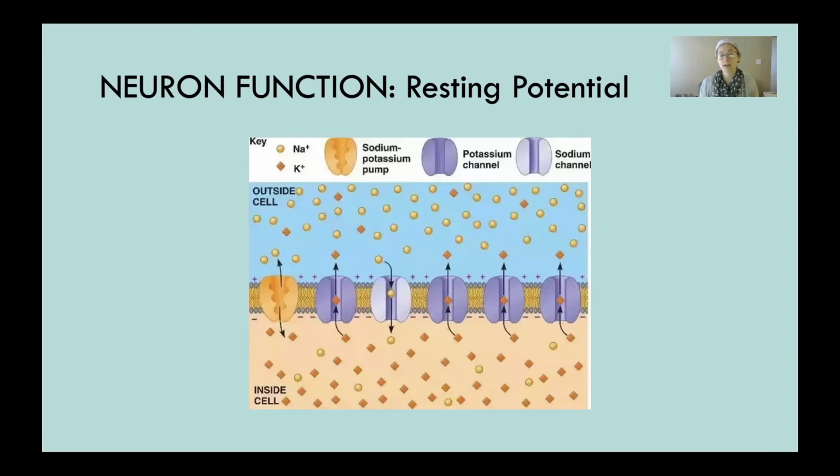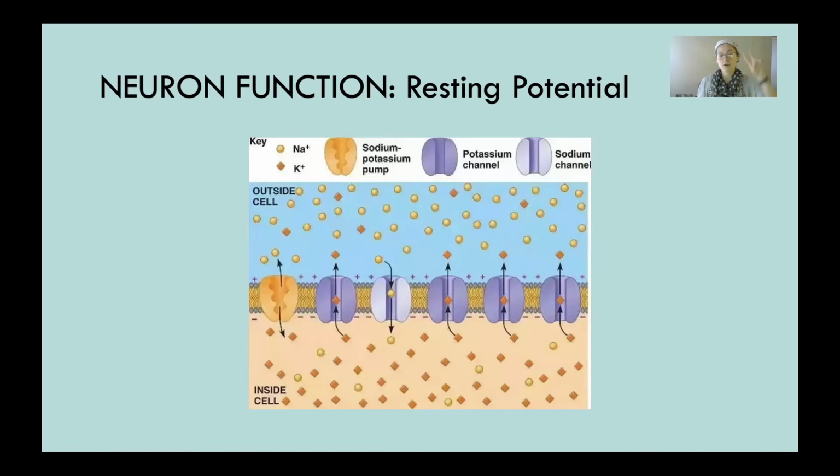Potassium's electrical gradient would want it to go where? It is a positive particle already inside a negative environment. So it actually wants to stay put. It's positive and it wants to be near that negativity. So it's attracted to stay inside the cell.